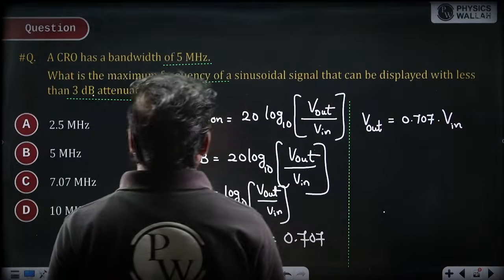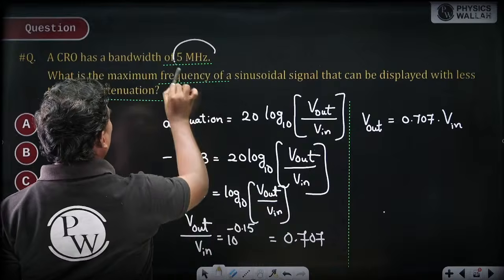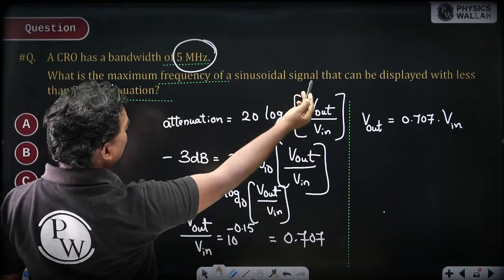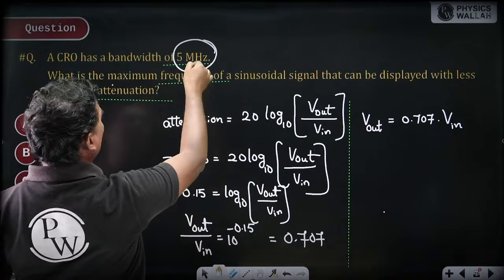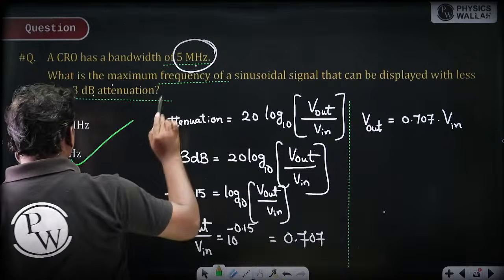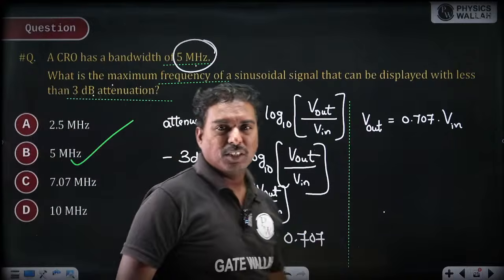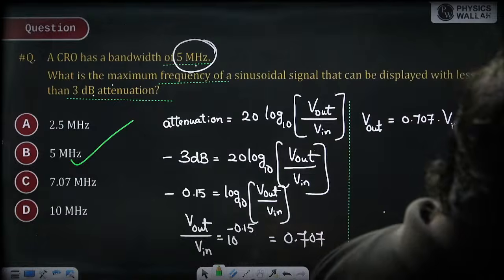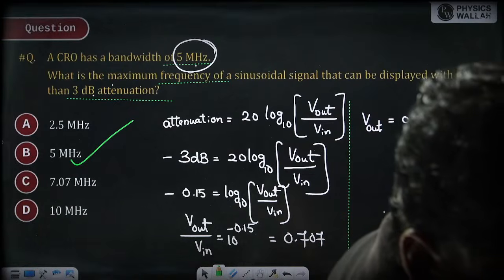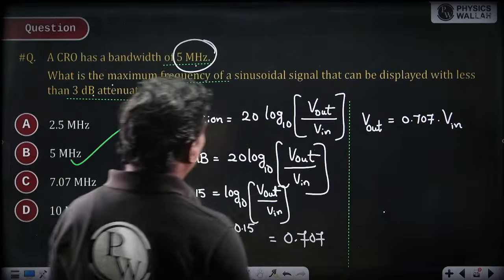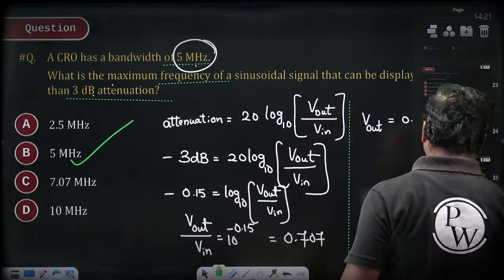So when he has mentioned the maximum is 5 megahertz, he is asking what the maximum frequency of a sinusoidal signal will be. That will be the bandwidth of 5 megahertz. So no need to work much on this. The question is simple, 5 megahertz is the right answer. There is not much substance in this question. The maximum will be 5 megahertz. Not a big issue. Next.